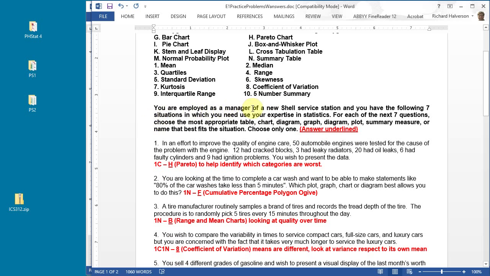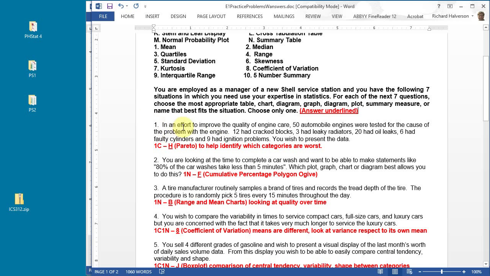You are employed as a manager of a new Shell service station, and you have the following 7 situations in which you need to use your expertise in statistics. For each of the questions, we want to determine the most appropriate table, chart, diagram, or plot that fits the situation.